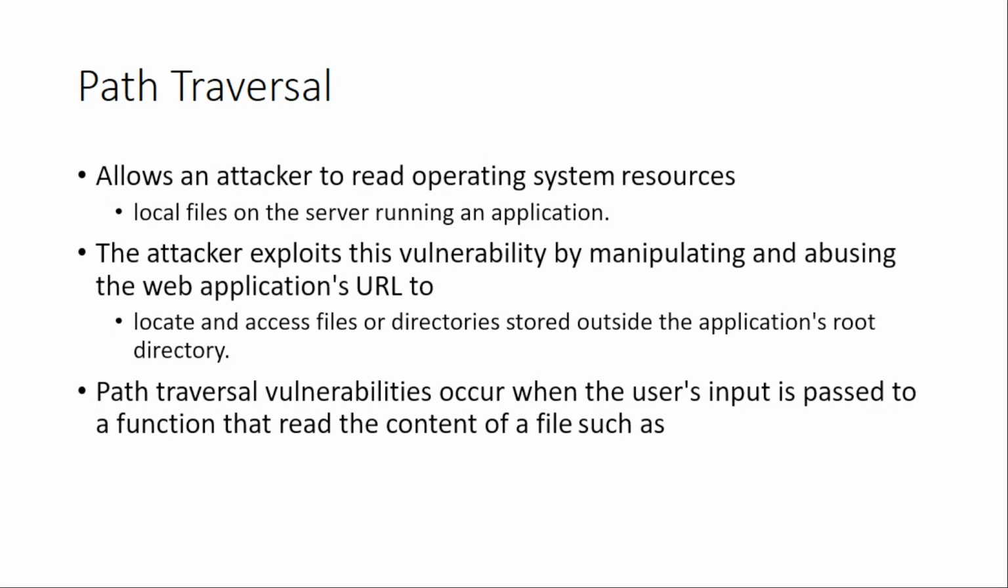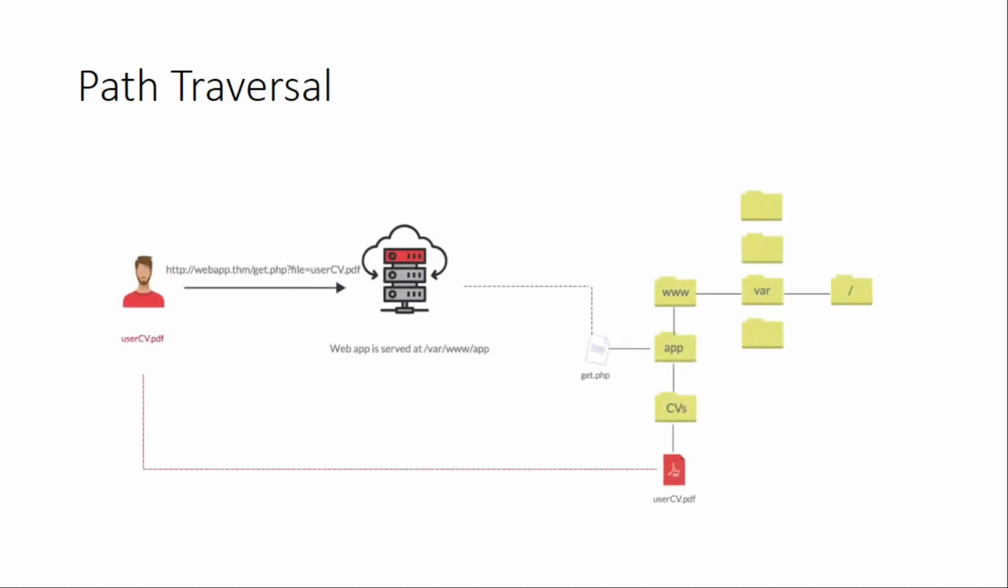Path traversal vulnerabilities occur when the user's input is passed to a function that reads the content of a file, such as file_get_contents in PHP. You have to know that the function is not the main contributor to the vulnerability. It's often poor input validation or filtering that is the cause. In PHP, you can use file_get_contents to read the content of the file, but it's not just in PHP. So let's go back to this example.